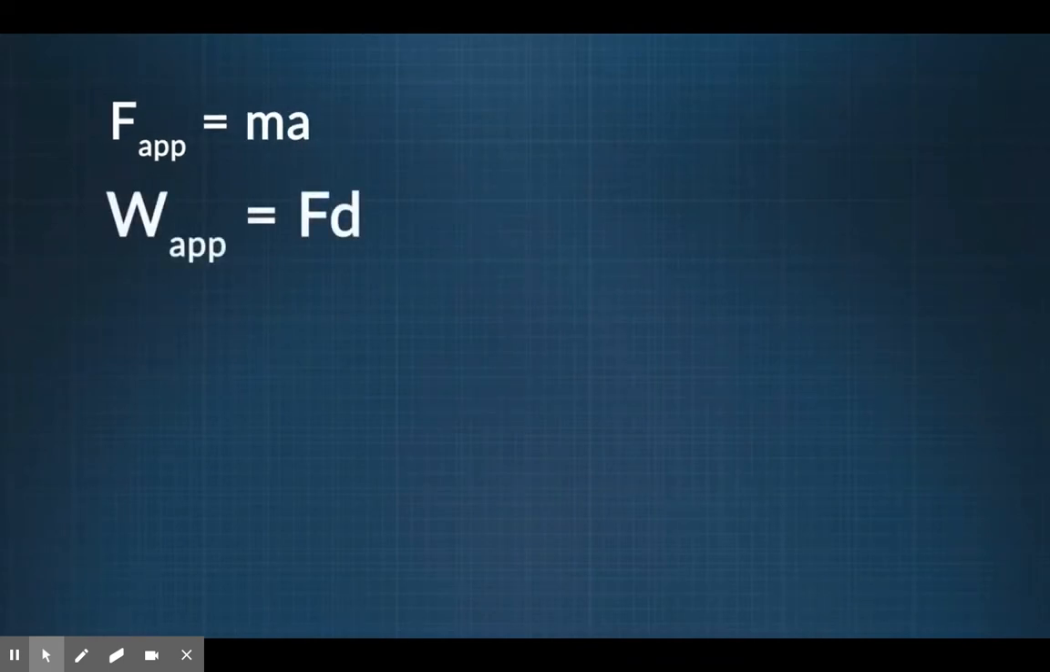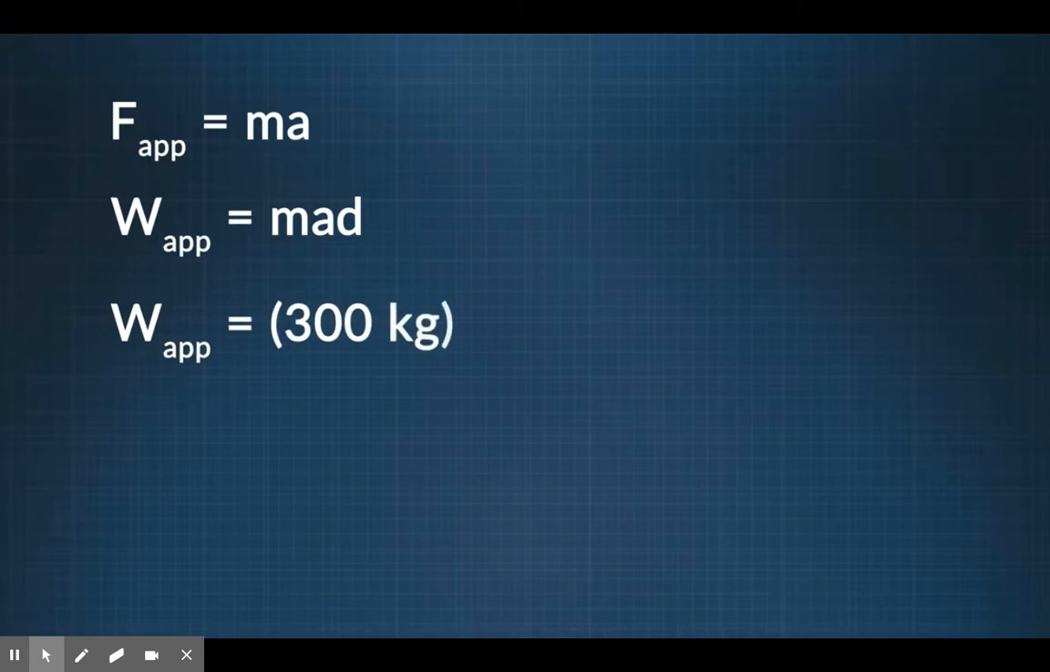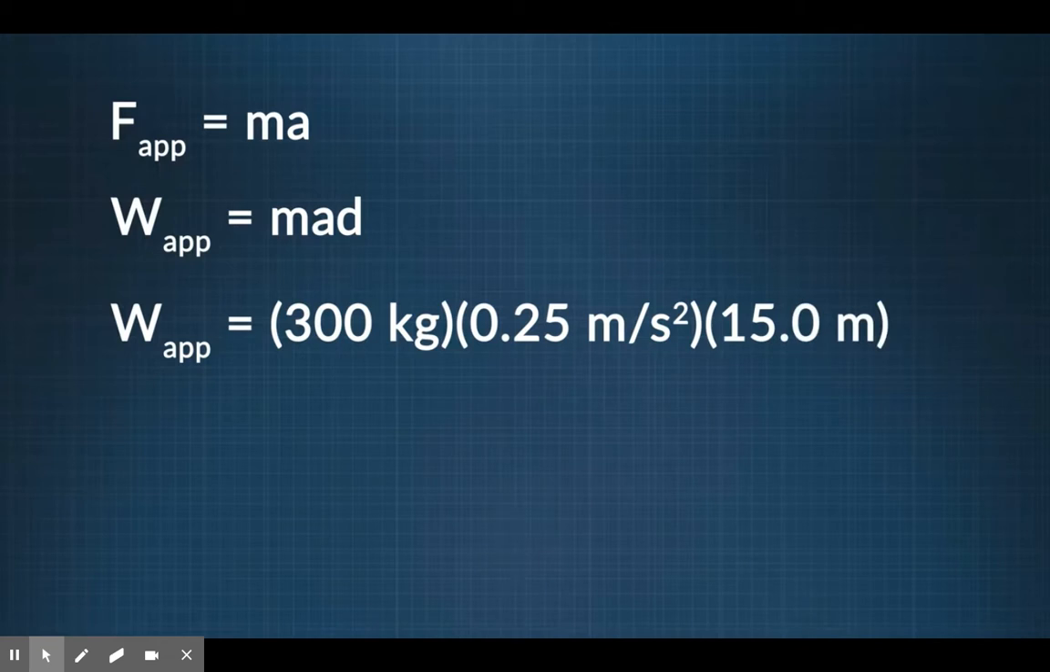We can combine the force and work equations. Substitute the ma for F in the work equation and see that work is equal to mass times acceleration times displacement, or MAD. So that's the applied work, W sub APP, or the work exerted on the sled by the football players. Remember, the mass of the sled is exactly 300 kilograms, and the acceleration, A, is 0.25 meters per second squared. And the distance that the players are moving the sled is 15.0 meters.